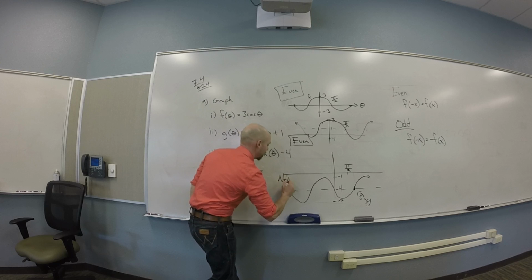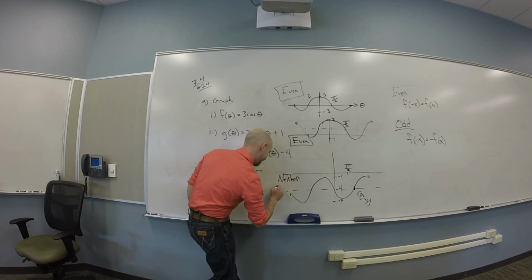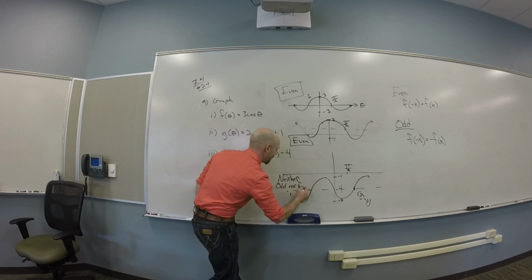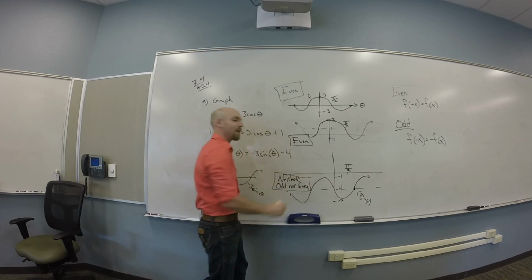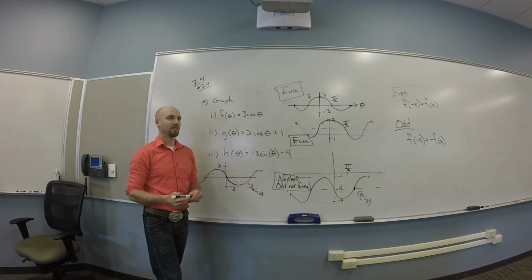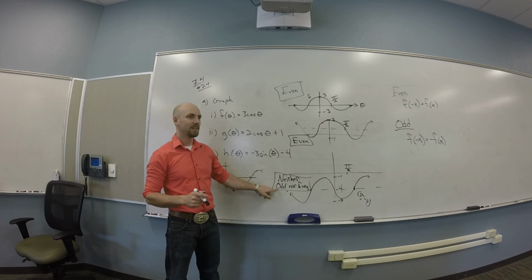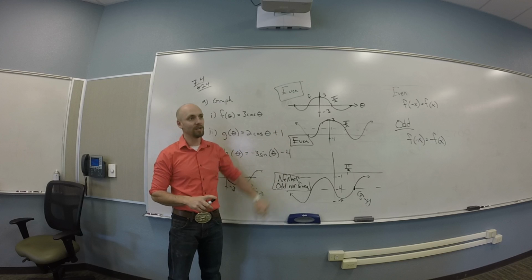We don't need names for those? Yeah, neither odd nor even. Those don't really have a name because they're really usual. Like most things are this. It's exceptional when something's either even or odd.